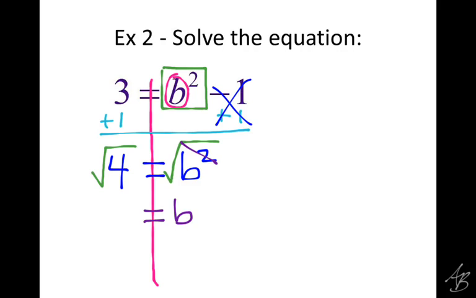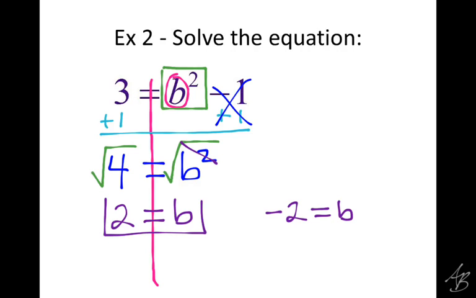On the left side, what's the square root of 4? 2. Or it could be negative 2. So we're going to go over and write another equation, negative 2 equals b. So we're writing the exact same equation over here, but we're putting the negative in front of the 2 instead of a positive 2. Is there anything else we have to do to solve these?